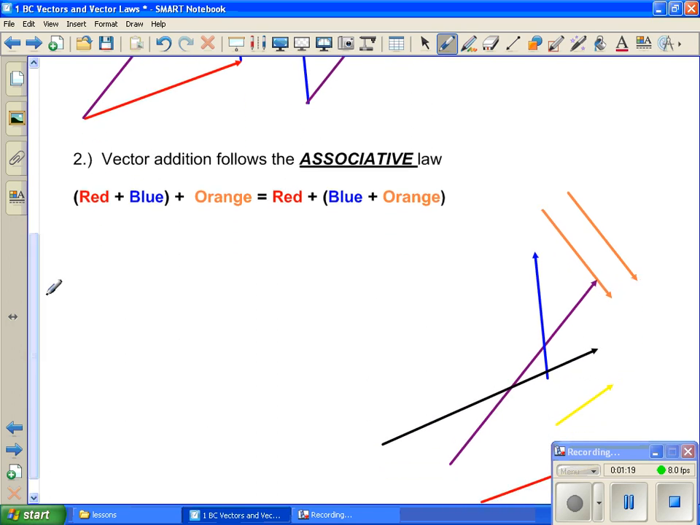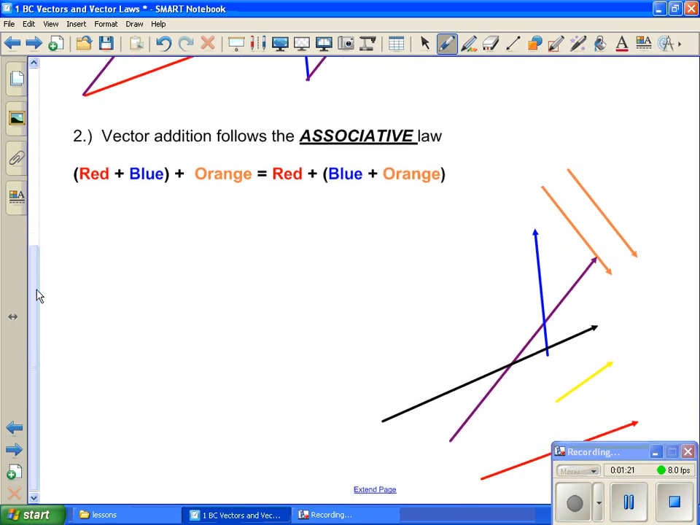Vector addition also follows the associative law, which means that if I'm adding three vectors together, it doesn't matter how I group the order of those additions. So if I want to add the red, the blue, and the orange one together, I can add the red and the blue one first, and then add the orange, or I can add the blue and the orange one together first, and then add the red one on afterwards. So let's see if this works here.